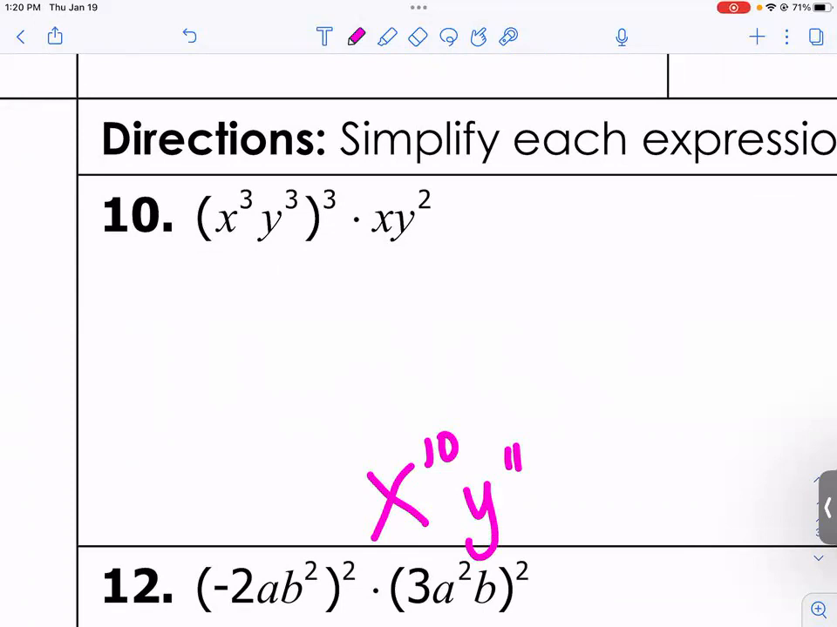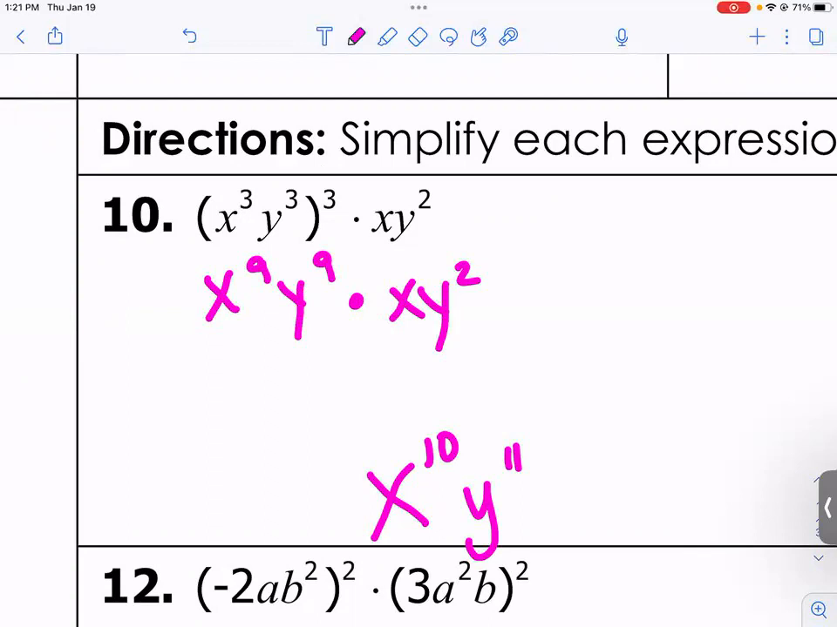Okay, so let's talk about this. Andrew, what happens when we have an exponent to the exponent? So this is going to be x to the 9th, y to the 9th, and then we have times x, y squared. Now, Maddie, what's our rule when we are multiplying and we have the same base?